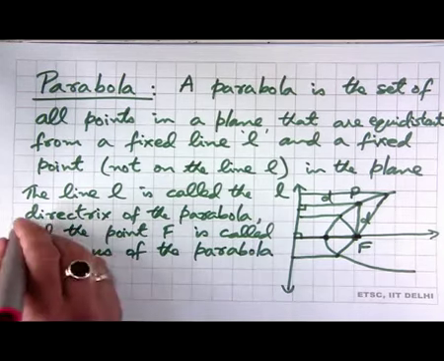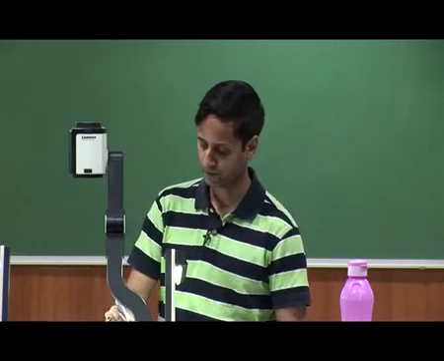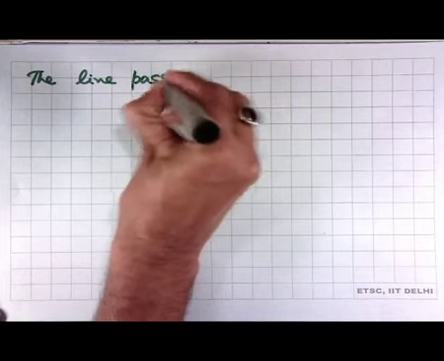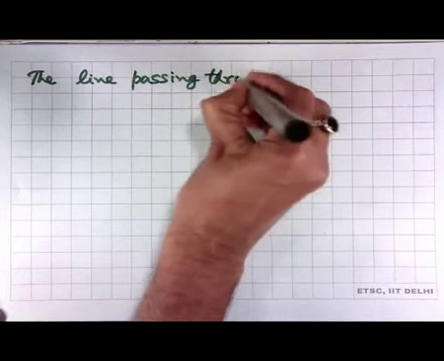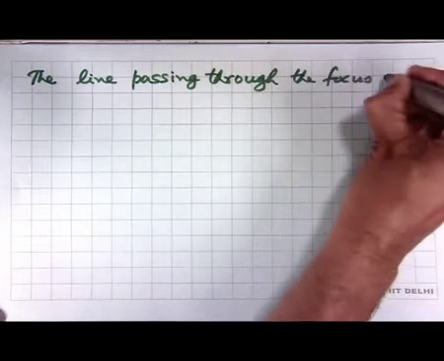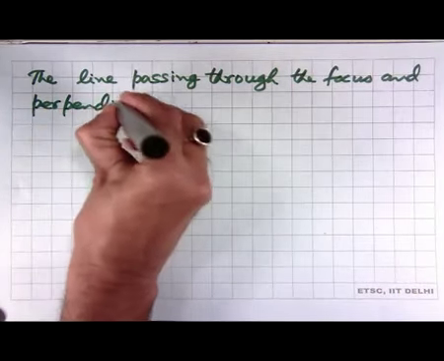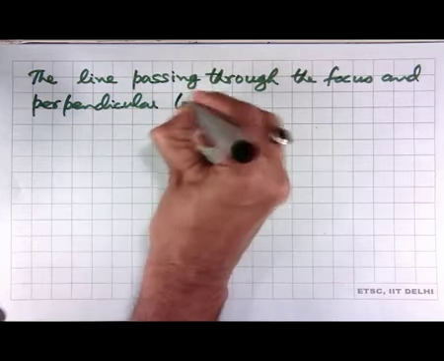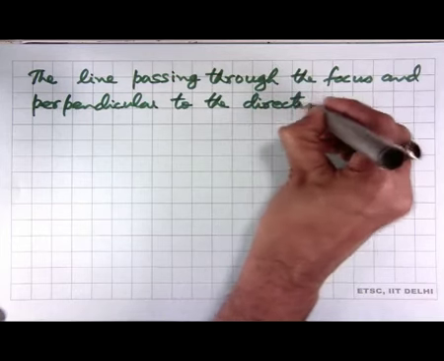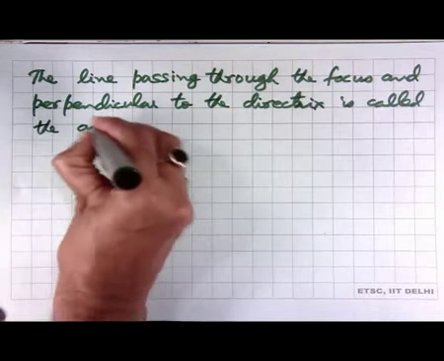We have directrix and focus. Also, the line passing through the focus and perpendicular to the directrix is called the axis of the parabola.